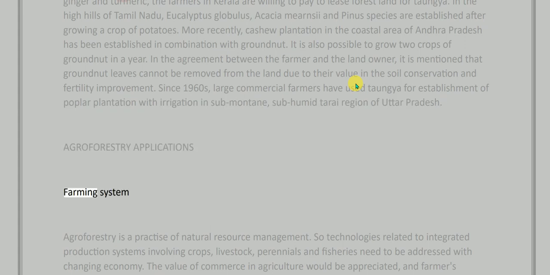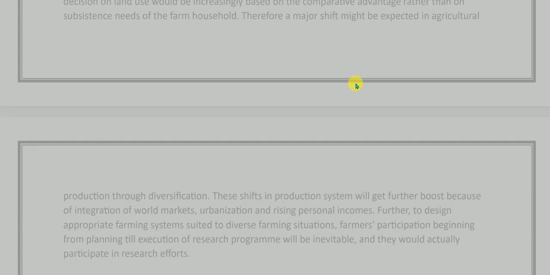Farming system. Agroforestry is a practice of natural resource management. So technologies related to integrated production systems involving crops, livestock, perennials and fisheries need to be addressed with the changing economy. The value of commerce in agriculture would be appreciated, and farmers' decisions on land use would be increasingly based on comparative advantage rather than on subsistence needs of the farm household. Therefore, a major shift might be expected in agricultural production through diversification. These shifts in production system will get further boost because of integration of world markets, urbanization and rising personal incomes.